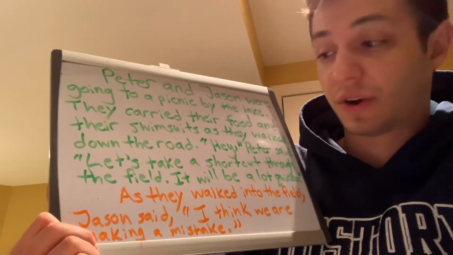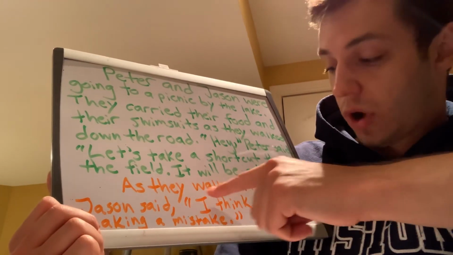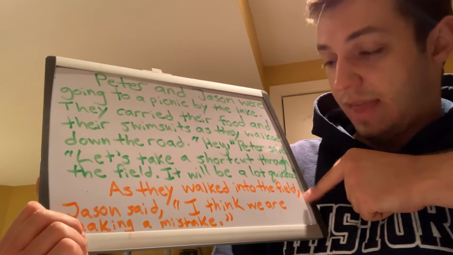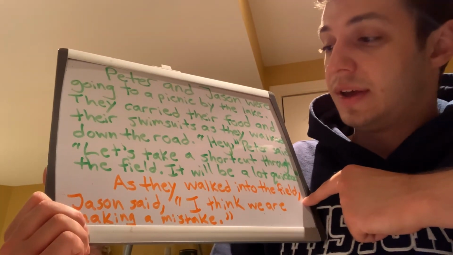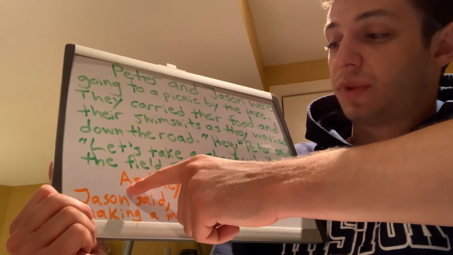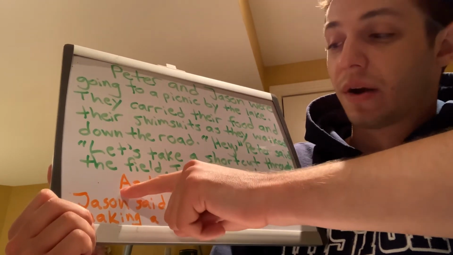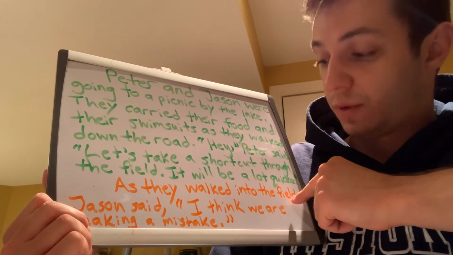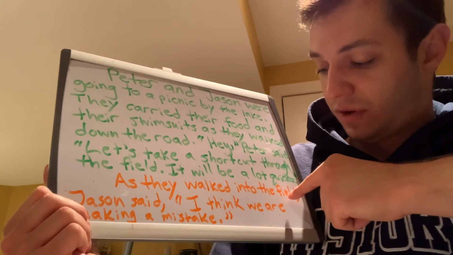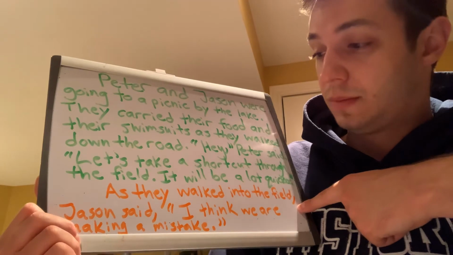So the next paragraph says, as they walked into the field, and then we have that comma. The reason we put a comma here is because this sentence begins with a part that tells where, right? As they walked into the field. So where were they walking? Into the field. So I need my comma there.